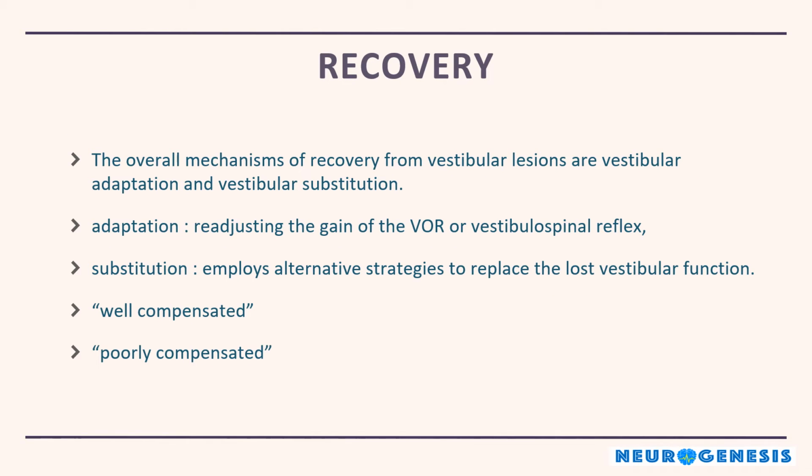So in recovery, the overall mechanisms include vestibular adaptation and substitution. Adaptation requires adjusting the gain of the vestibular ocular reflex and vestibular spinal reflex. How do we make it better? By neuroplasticity. Substitution, you would want to come in when you have lost the vestibular function. What else can you use to make it better? Well compensated indicates that the recovery is good. Poorly compensated is partial recovery.